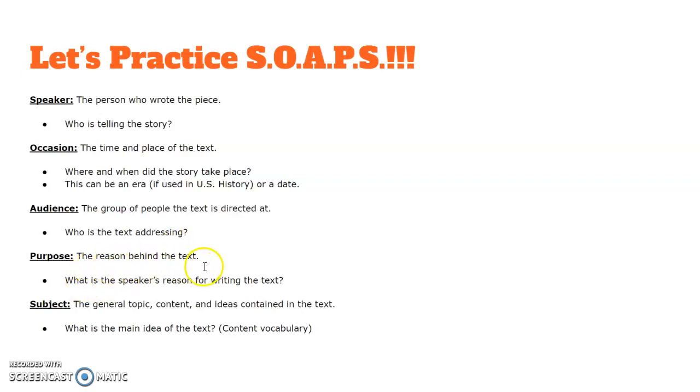Purpose, the reason behind the text. What is the speaker's reason for writing the text? Purpose is not what this is about. It's the reason why it's being written. Okay. So the speaker, why are they writing the text? Okay. And then the subject would once again lean on the main idea. What did you just read? Explain it.